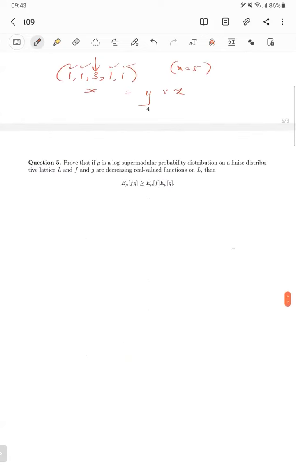Okay, so here question 5, any of the people other than the 4 who have answered, do you want to try? Actually, if you use the remark that we had made after proving the FKG inequality, that the domain being R plus is not a huge restriction. You can in fact talk about any two increasing functions f and g on a log supermodular probability measure defined on a lattice. This should be a one-line proof.